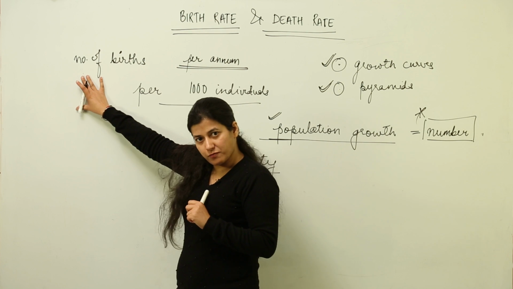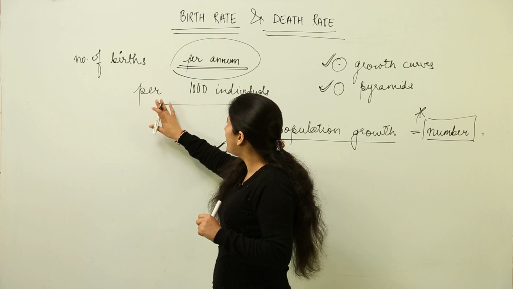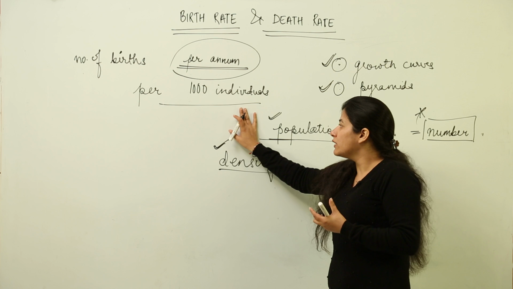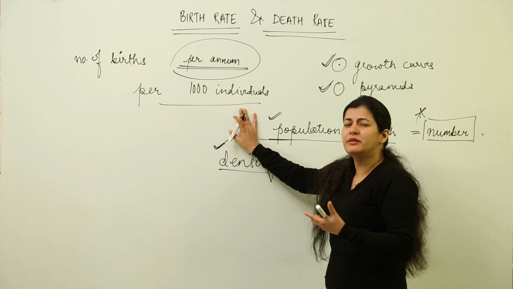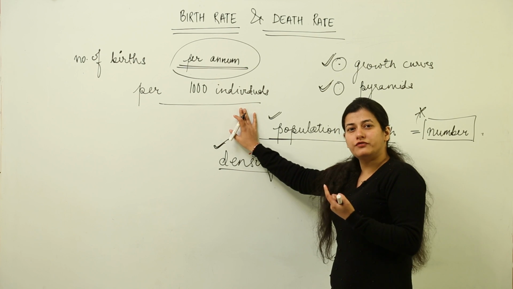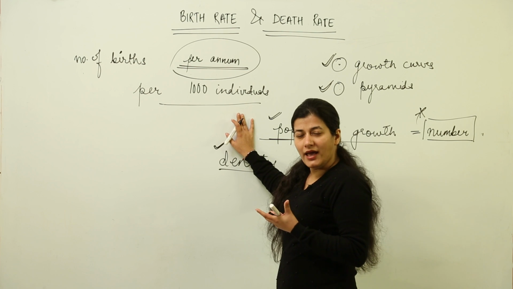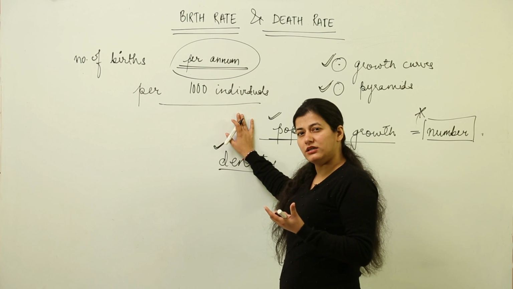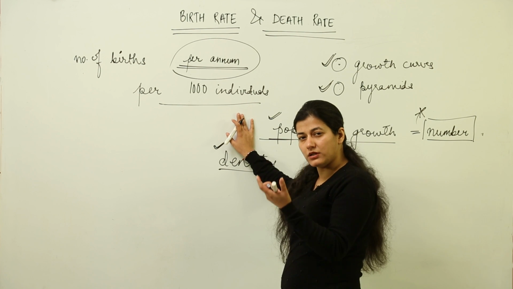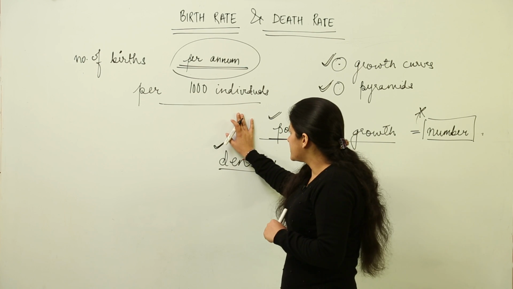So the number of births taking place per annum per 1,000 individuals. There is a classic example given in the books prescribed for your syllabus, the example of a lotus plant. You are given an example of a pond, and it is considered that there are around 100 lotus plants present, or you can consider 20 lotus plants, and they give rise to 8 new lotus plants in a year.